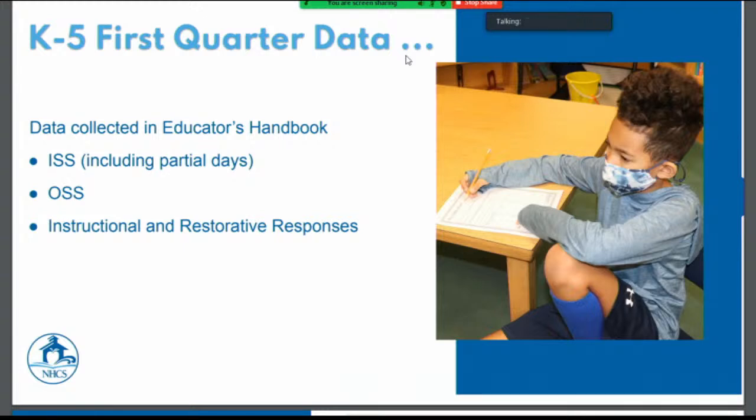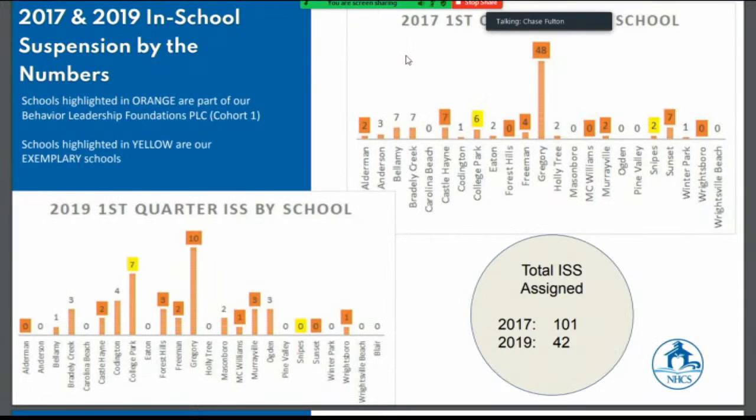Thank you. Additionally, we'll provide to you instructional and restorative responses. Those have not been completely categorized since we are just providing you first quarter data that ended yesterday. But I definitely want to provide you more of the high use of those practices in lieu of long-term suspension.